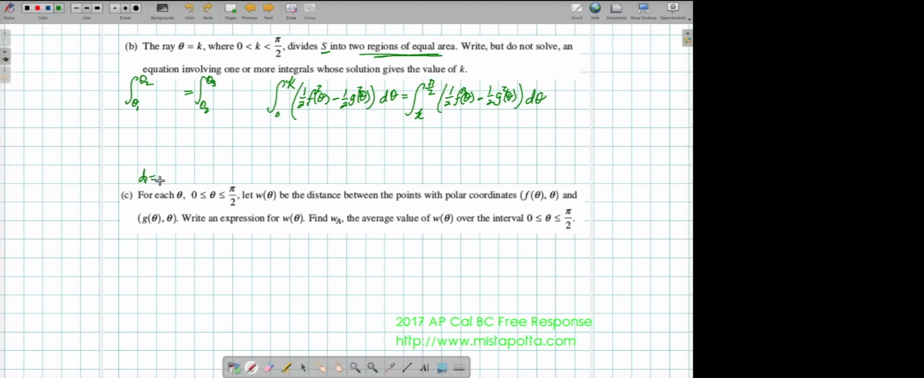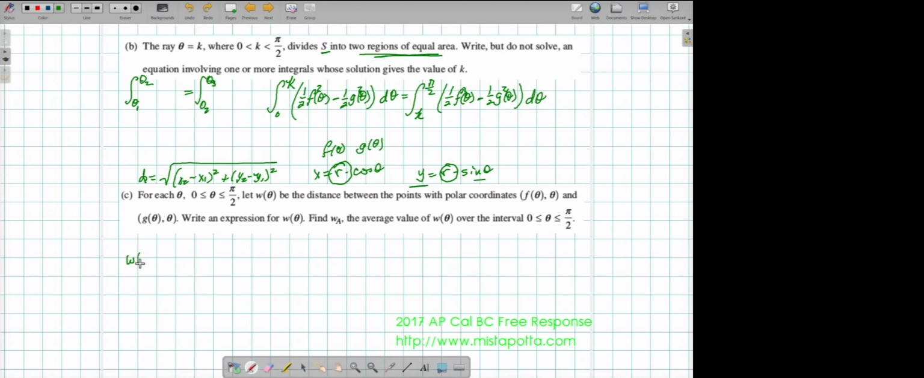We know that the distance formula is the square root of x2 minus x1 squared plus y2 minus y1 squared. So for us, we need to remember that x is equal to r times cosine theta and y equals r times sine theta. But for us, we have two different definitions of r. We have r where r is determined by f of theta, but we also have r where r is determined by g of theta.